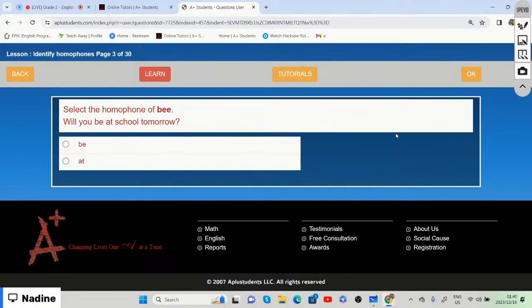And then we need to select the homophone of bee, a bee that stings. Bee. Will you be at school tomorrow? So be is the first word, be or at? Option one, be, or option two, at? So be.